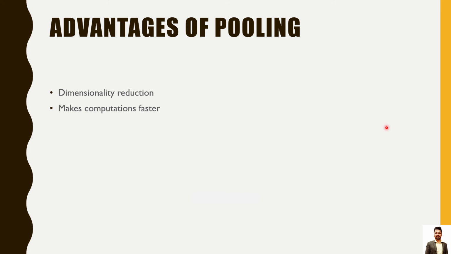And if you use this pooling, you will in a way reduce the size of the image. After reducing the size of the image, the further processing will become faster, because now smaller values have to be worked upon, so the computation is faster.